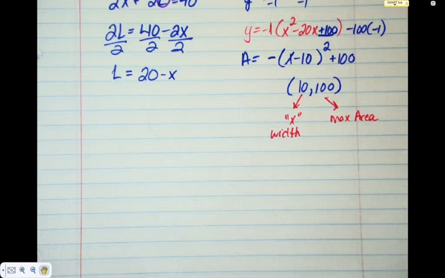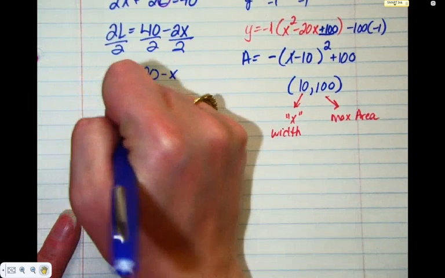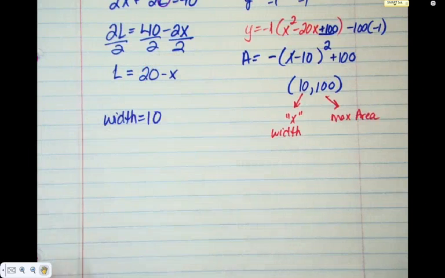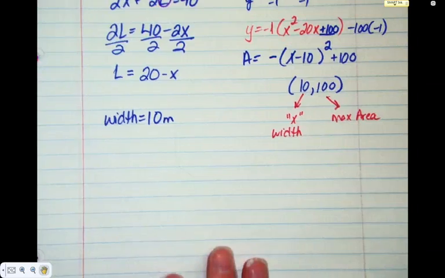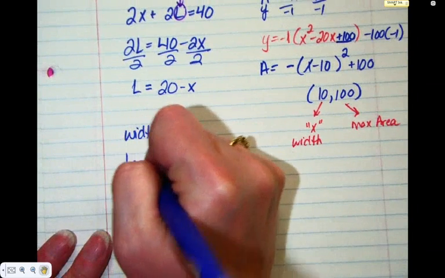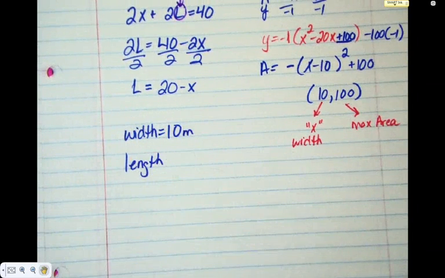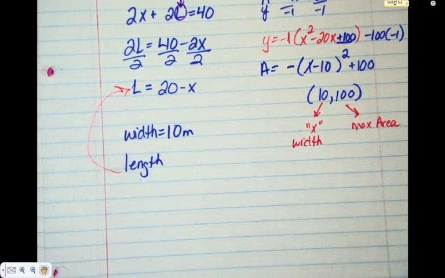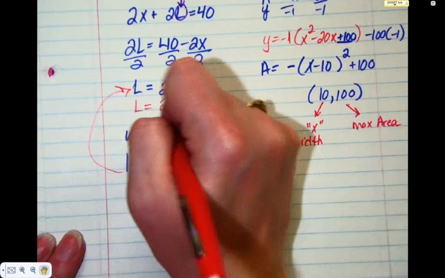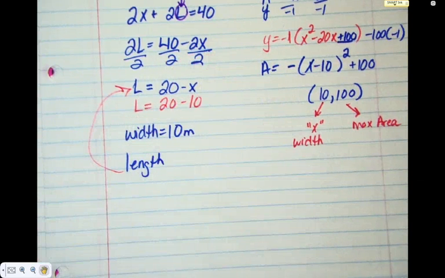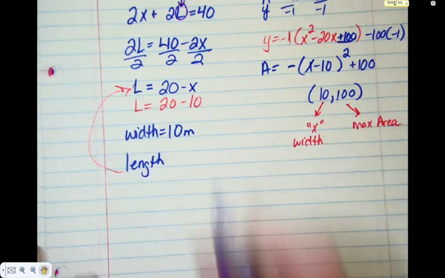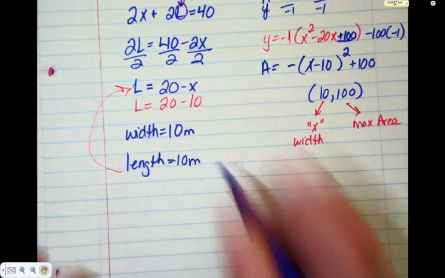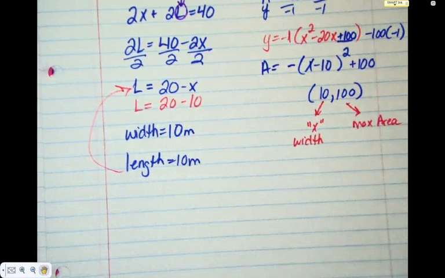Do we already have one of those? Yes, so the width we know is... and give me some units on that. Meters. What about the length? Well, the length is going to come from this expression we had right up here. So what do I know about the value of x? It's 10. What's 20 minus x? 10. What did our spreadsheet say were the best dimensions to get the largest area? 10 by 10.